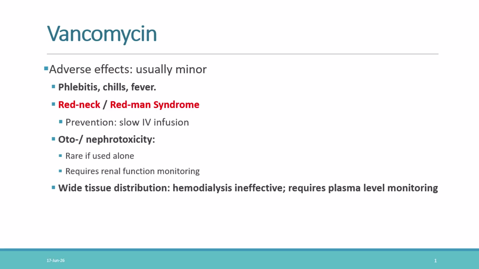Nephrotoxicity and ototoxicity are potential concerns, particularly when vancomycin is combined with other nephrotoxic or ototoxic medications. Because vancomycin is distributed widely throughout body tissues and is eliminated primarily by the kidneys, monitoring of renal function is recommended during prolonged therapy. Plasma level monitoring is also commonly performed to ensure efficacy while minimizing toxicity. Teicoplanin is closely related to vancomycin but offers the advantage of less frequent dosing and the possibility of intramuscular administration.